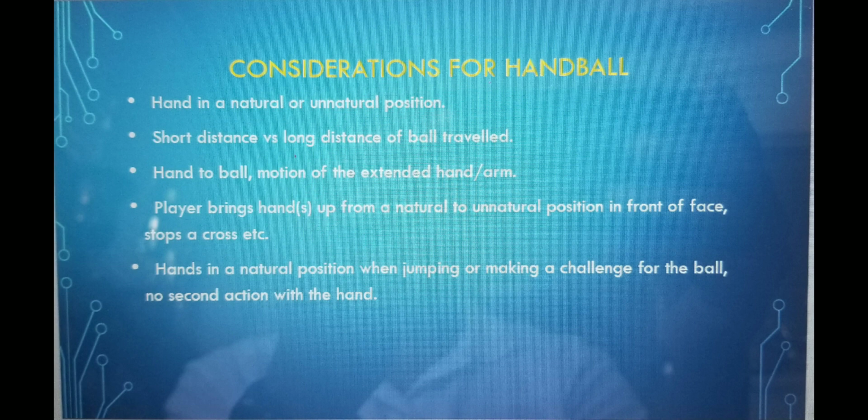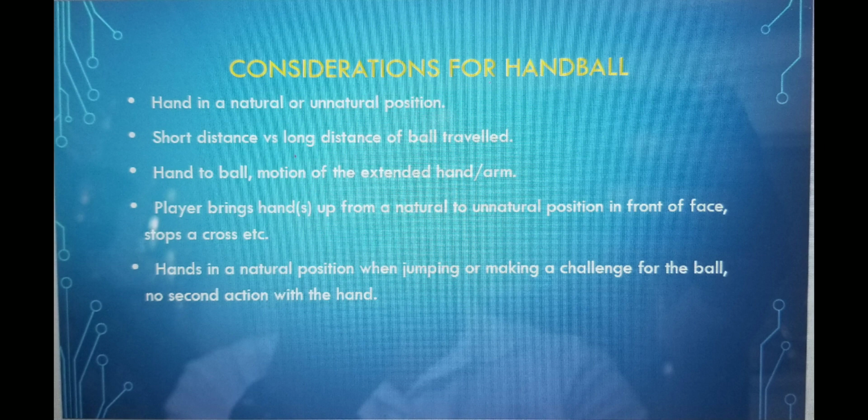If the hand is on the body and the ball is kicked from 7, 8, 9 yards away and the player had time to move, then obviously if he doesn't tuck his hand into the body or try to hide his arm, then it's handball. All right, so there are various considerations the referee has to take into mind when making these decisions. Player brings hand or hands up from a natural to an unnatural position.